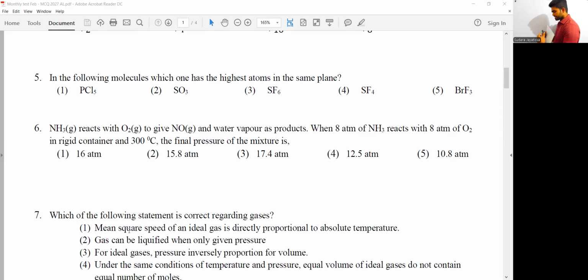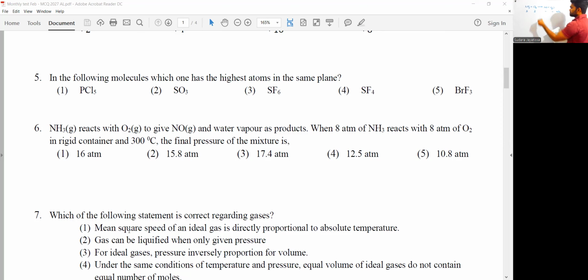Okay, so here there's a reaction between ammonia and oxygen. Ammonia reacts with oxygen to give NO gas and water vapor. So you know the reactants and products, so you need to balance this one using the inspection method. We'll do it later. And then it says 8 atm of NH3 reacts with 8 atm of O2.